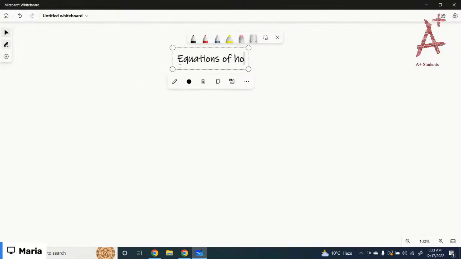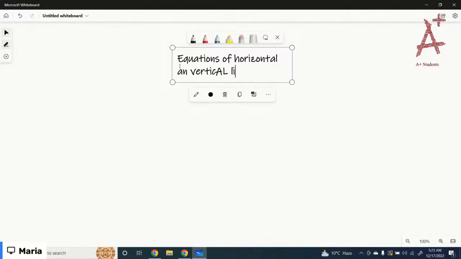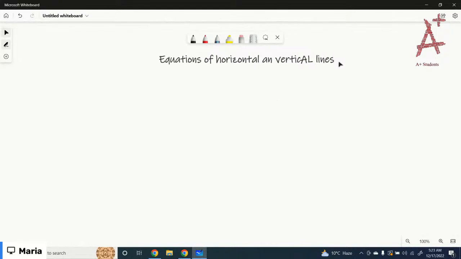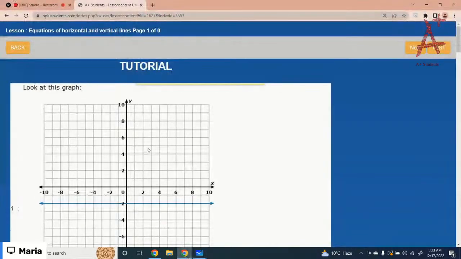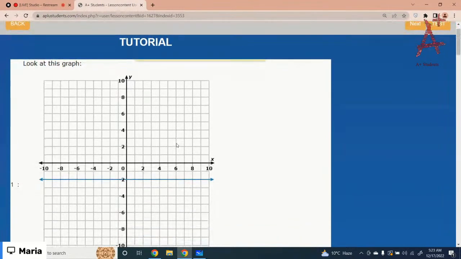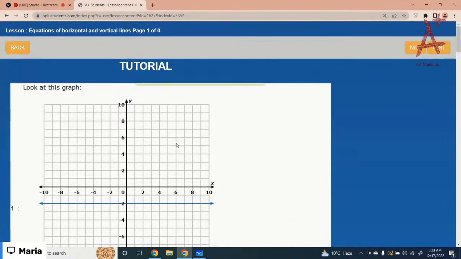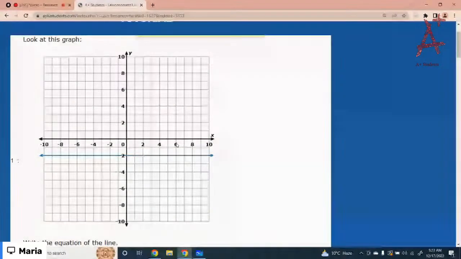Equations of horizontal and vertical lines. Got it? So let's just start with the lesson, that is equations of horizontal and vertical lines. Okay, we are working on grade 9 maths. The chapter name is linear functions, and here is the lesson, equations of horizontal and vertical lines. Got it? Let's start with the example.